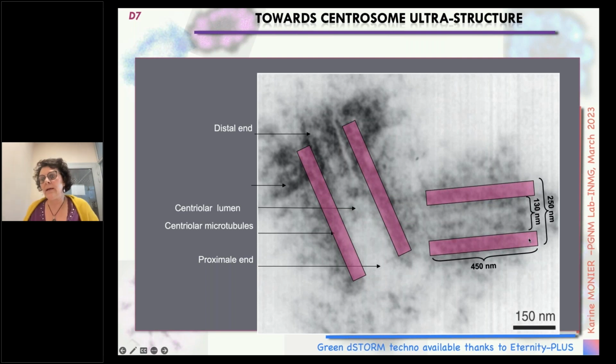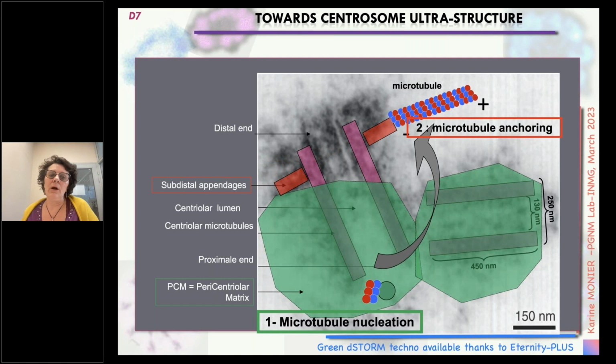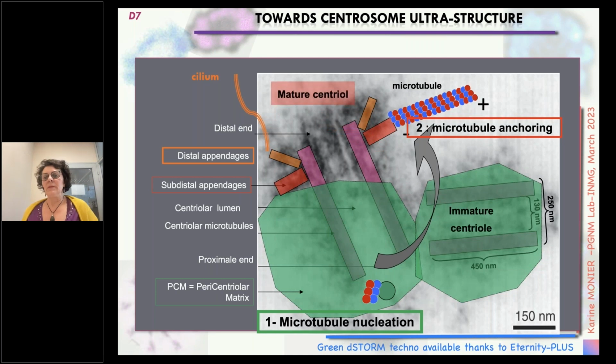So that's why also we need these super resolution techniques to look at the centrosomes. And what I can tell you is that at the base here, you have what is called the PCM, the pericentriolar matrix, where the microtubules are actually nucleating. And then they are anchored at the subdistal appendages that I highlighted here in red. The subdistal appendages in red are for microtubule anchoring, and the distal ones in orange are important and essential for cilium growth during differentiation.